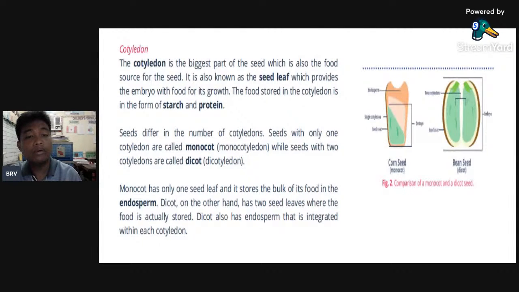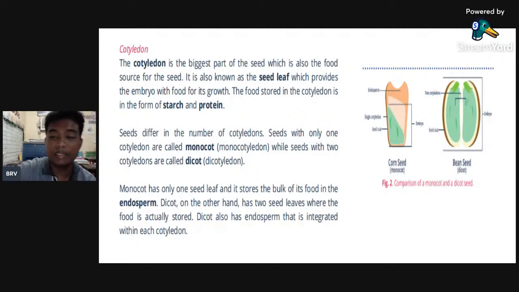Seeds with only one cotyledon are called monocots, mono from the word mono. While seeds with two cotyledons are called dicots, dicotyledon. Monocot has only one seed leaf and it stores the bulk of its food in the endosperm. Dicot, on the other hand, has two seed leaves, where the food is stored. Dicot also has endosperm, and it is found within each cotyledon.